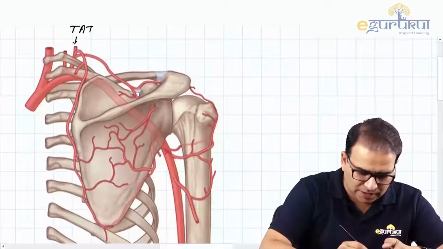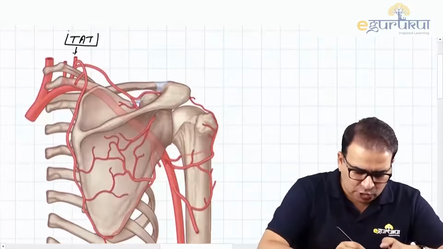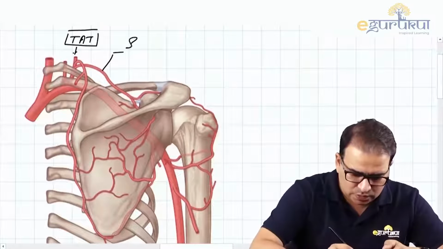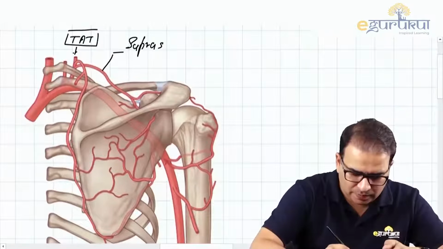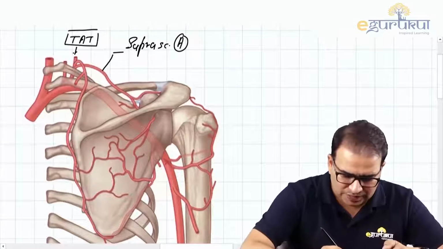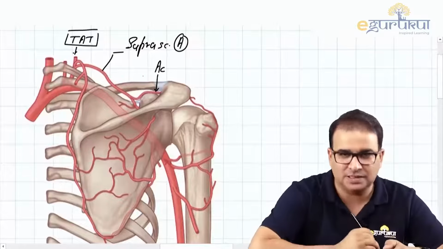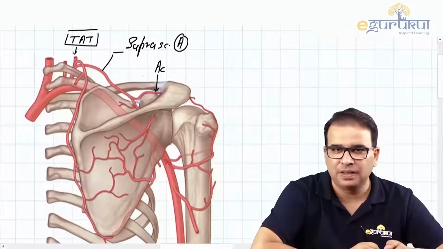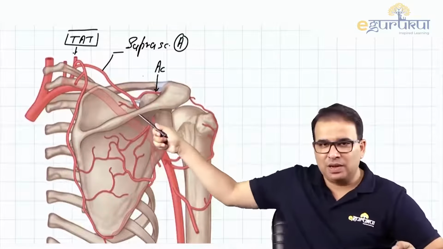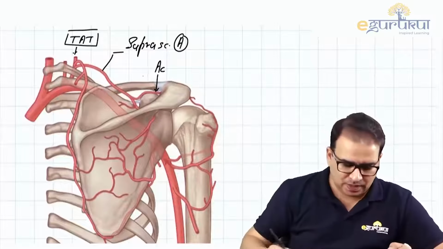thoracoacromial trunk. I'm writing T80, that is thoracoacromial trunk. And from this thoracoacromial trunk, I can see this branch coming in here. This is the suprascapular artery. That here is a suprascapular artery, and I'm sure you can also see this acromion branch of suprascapular artery as well. I'm just writing AC, acromion branch of suprascapular artery, also going toward the acromion process. Suprascapular artery is coming down like this toward the body, but our acromion branch is going toward the acromion process.